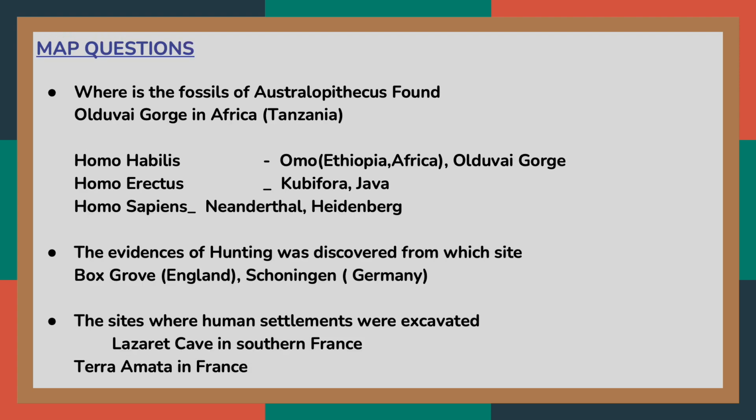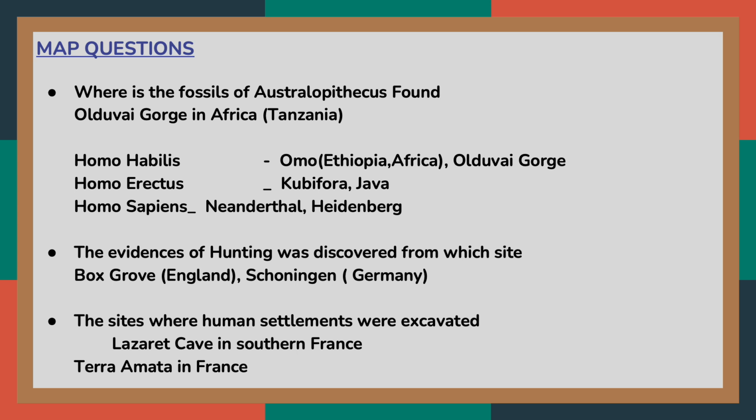There will be map questions. So from chapter 1, these may be the questions coming in your exam. The first question is where the evidences of the early species were found. Like Australopithecus is found from Olduvai in Africa. Likewise, Homo habilis, Homo erectus and Homo sapiens.